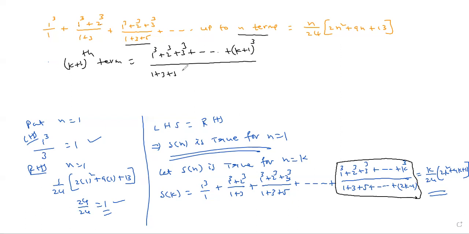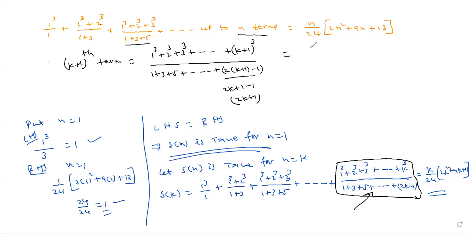1 plus 3 plus 5 up to so on, 2 into, in place of k, write k plus 1. Okay, the k plus 1th term means in the kth term, this is the kth term, the LHS last term. In this kth term, you just write k as k plus 1. Now try to solve. So what is this? You want to observe 2 into 2k plus 2 minus 1, which gives 2k plus 1.